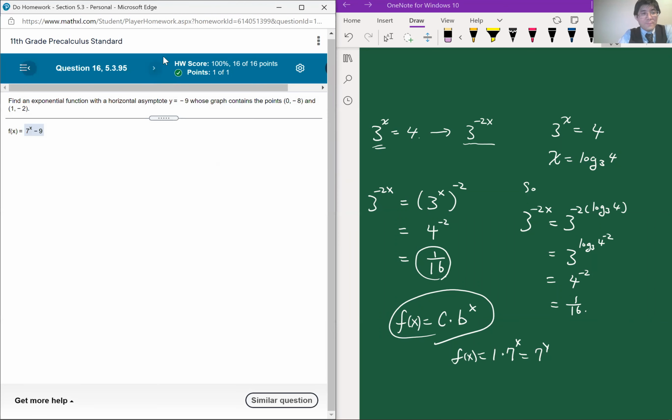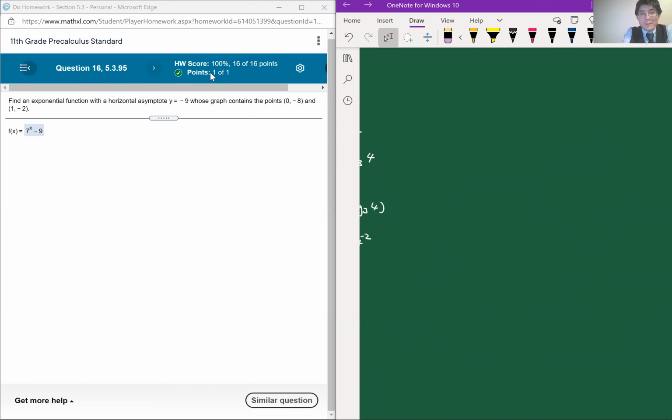Simple one. Okay, last question. Find the exponential function with the horizontal asymptote y equals negative 9, and it contains the points (0, -8) and (1, -2). Okay, so the graph looks like this. Let's write down f of x is equal to some number times base to the power of x, minus 9.